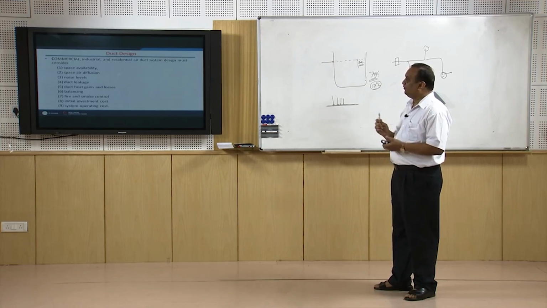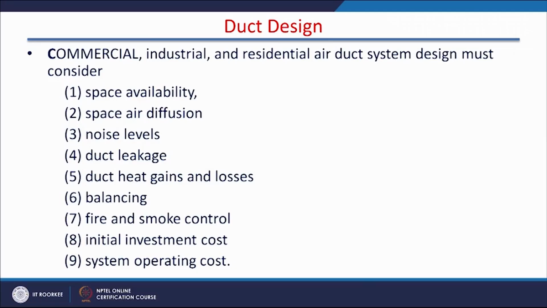Fire and smoke control is a must, because if there is a fire propagation in the building, the smoke propagates very fast through the ducts. Initial investment cost, I have told you the criteria for initial investment cost and system operating cost. So, AHUs and all are to be used. So, that is the system operating cost.